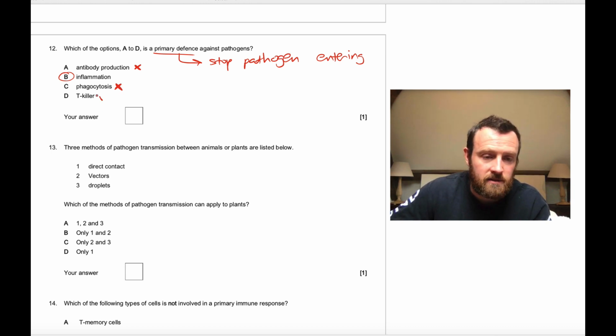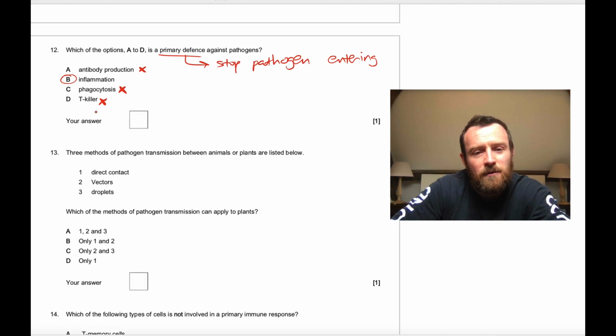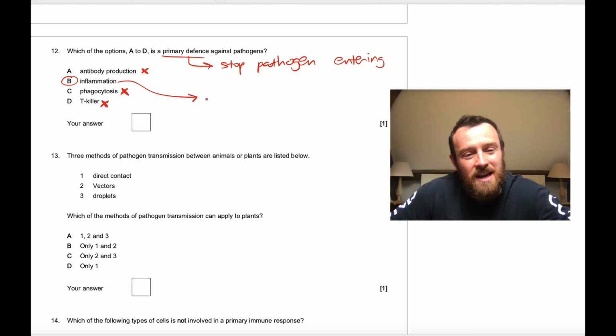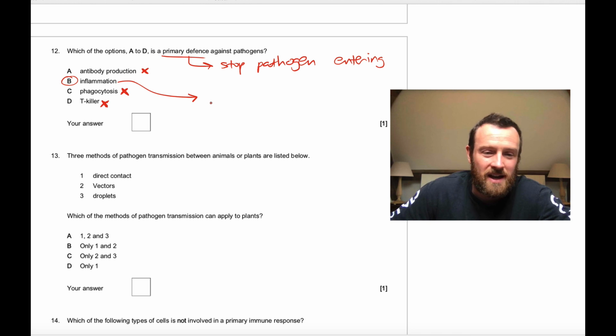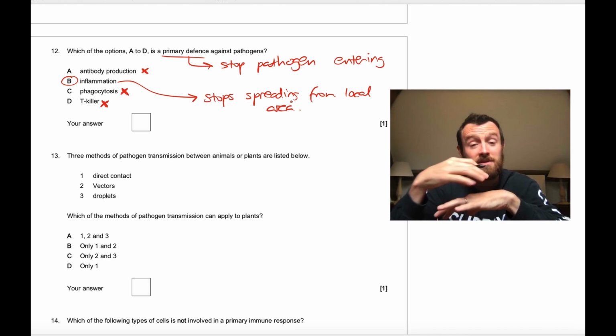T killer cells, that's way down the line. That's part of the specific immune response, so that's quite far down the line. Definitely not primary. Inflammation can be considered to be primary, even though it generally happens when you have a cut, so something's already in the body and then it gets inflamed. The role of inflammation is that it stops spreading from a local area. So if you get a cut and bacteria get into that local area, it becomes inflamed.